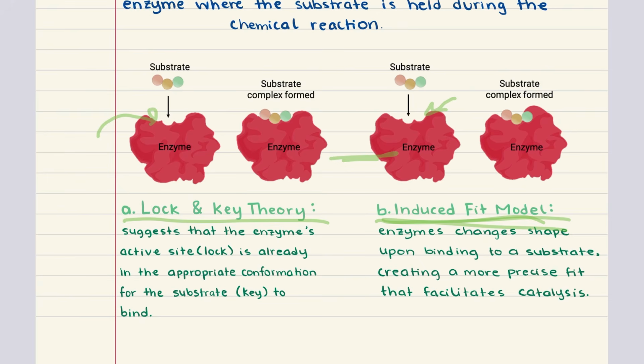So to summarize, enzymes lower activation energy by binding their substrate at the active site, and they form a highly specific enzyme-substrate complex. This interaction can occur through a rigid, pre-shaped mechanism like the lock and key model, or through a more flexible dynamic mechanism like the induced fit model.